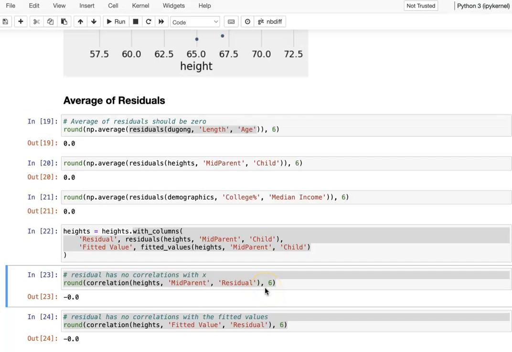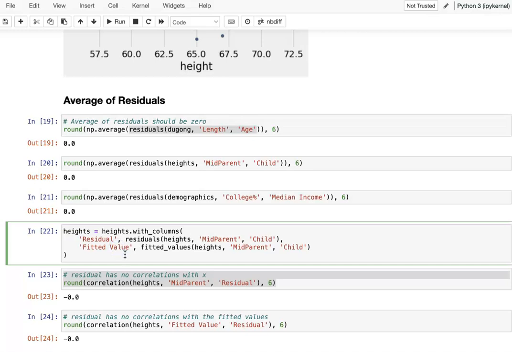So continuing from earlier, no matter what your data is or how your data looks, the residual has 3 properties. The average of the residual should be 0. Our residual has no correlation with x and also no correlation with the fitted value. Earlier we saw the example for the height.